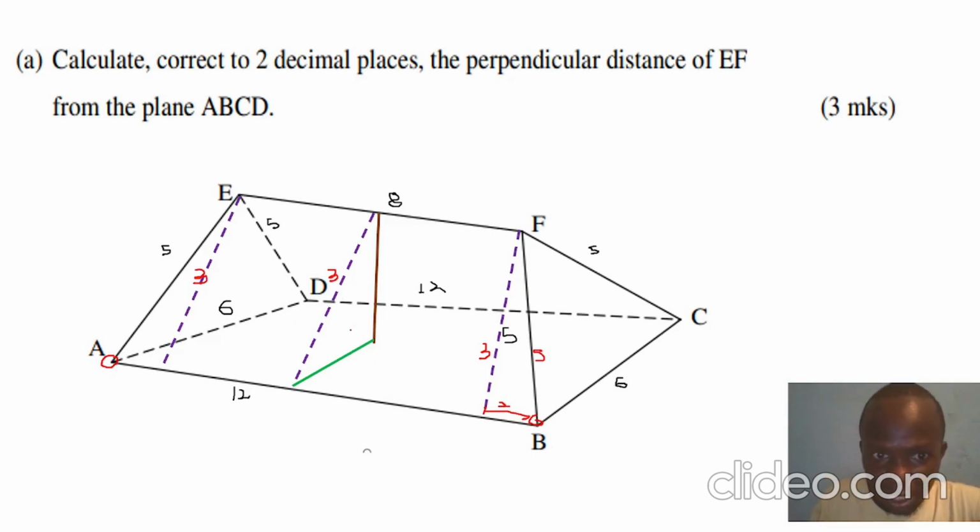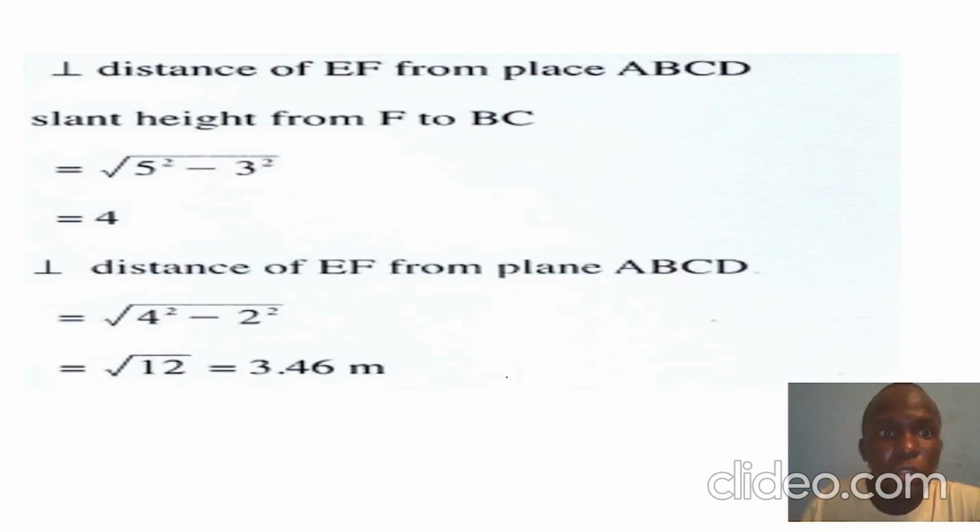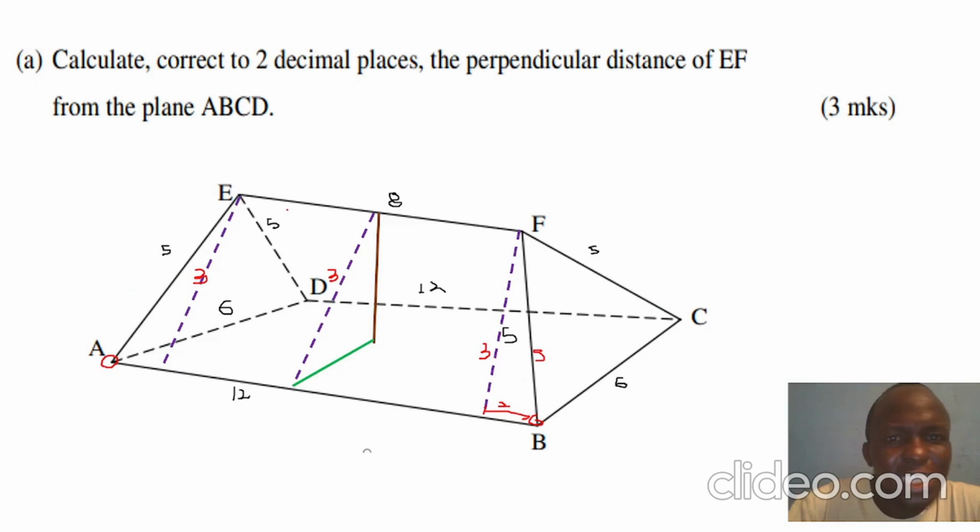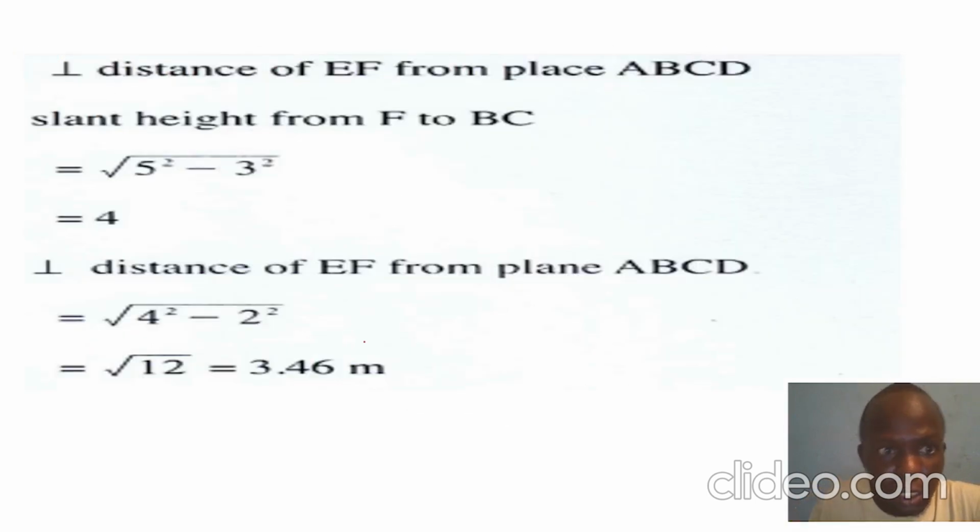So now if that is 3, the length 5 squared, so let us go to the solution. 5 squared is 25. 25 minus 9 is 16. Sorry, this is supposed to be 4. This is supposed to be 4, not 3. Let us go to the solution and see.